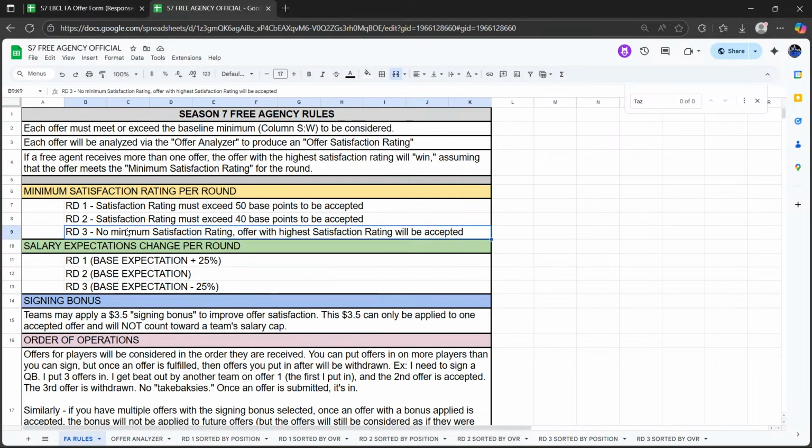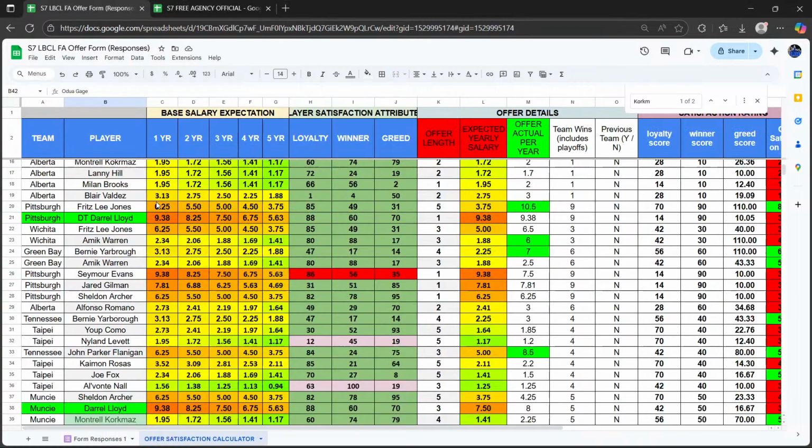There's no minimum satisfaction rating in round three. The satisfaction rating was designed so the players got to really like the deal in round one. That starts to fade out by round two, and then by round three, they just really want to play. So by round three, it's just the team with the best offer, really. By the time we get to round three, most teams will have kind of finished off what they were doing. All right.